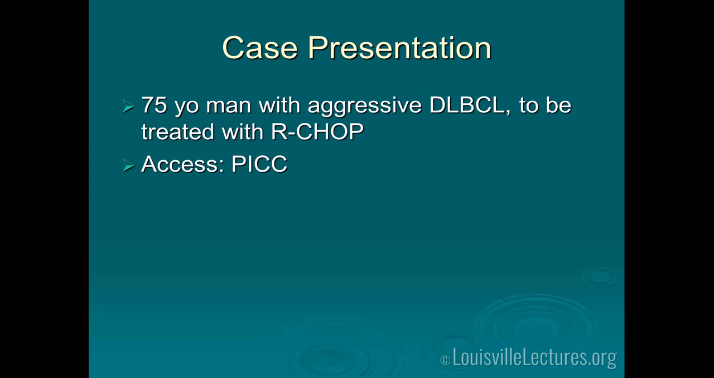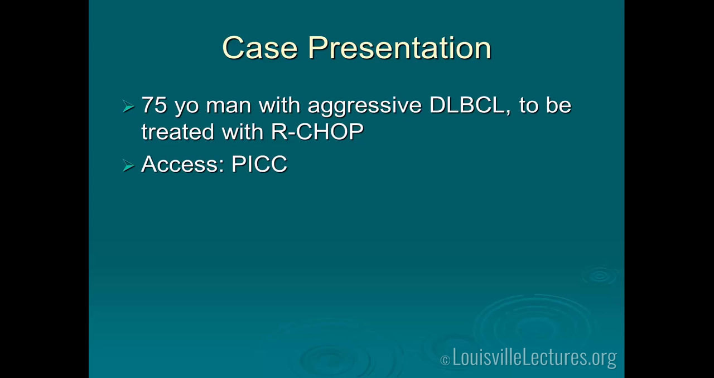Hydroxydoxorubicin, exactly. So hydroxydaunomycin. I didn't name it. But the C is cyclophosphamide, that's easy. The O is Oncovin, which is the original trade name for vincristine, and the P is prednisone. And the H is the hydroxydaunomycin. Of course, it comes up with a nice acronym, but this is the doxorubicin. Both the doxorubicin and the vincristine are vesicants, and we wanted to use a central access.